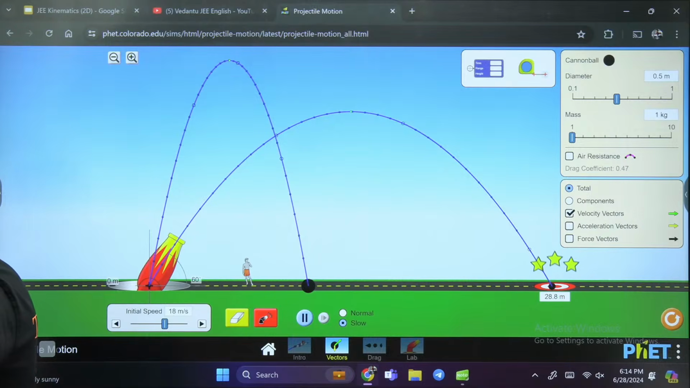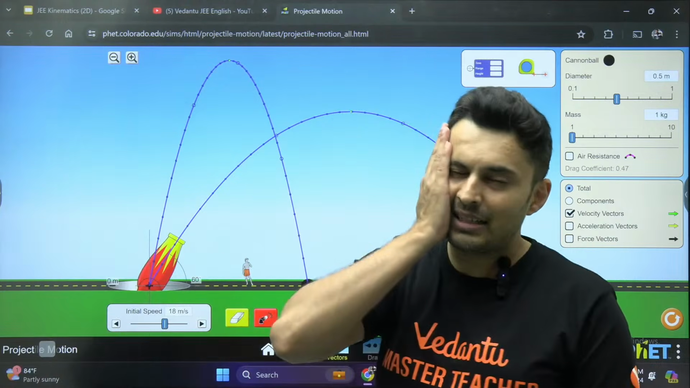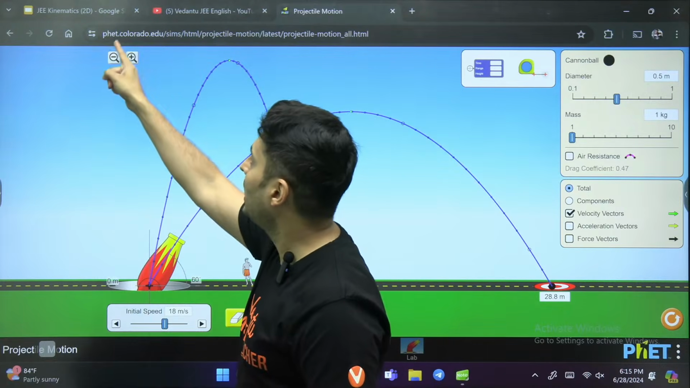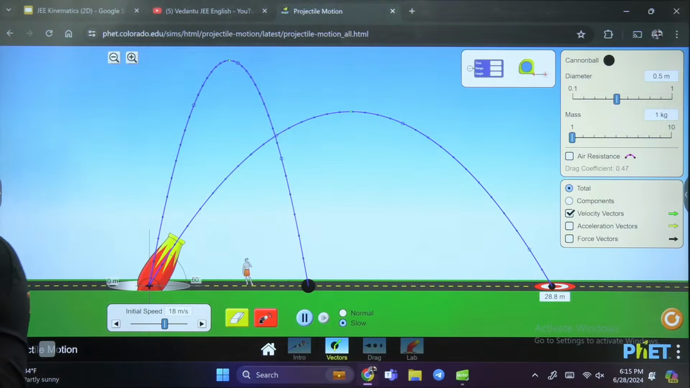The name of the simulation is called PHET. P-H-E-T. That sound when you get one slap on your face, phat. So that is the name, P-H-E-T. Okay, all right, awesome.